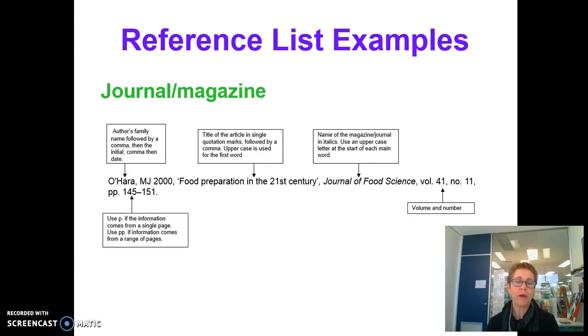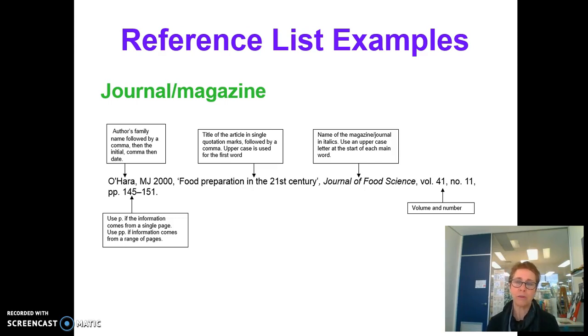Here we have a journal or a magazine article. Once again, we've got the person who wrote the article and their initials. In this case, MJ would be like a double-barreled first name perhaps. We've got the year that it was published. We've got the name of the article and then the actual name of the journal that it comes from or the magazine it comes from, and that goes in italics.